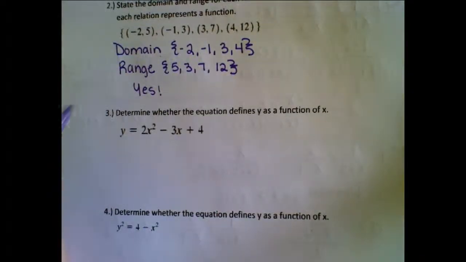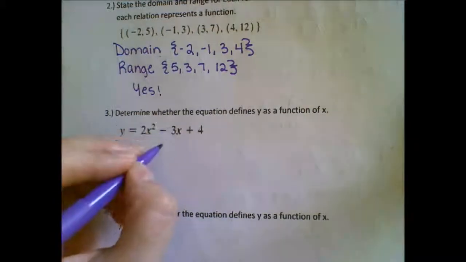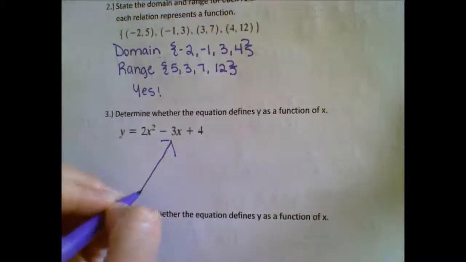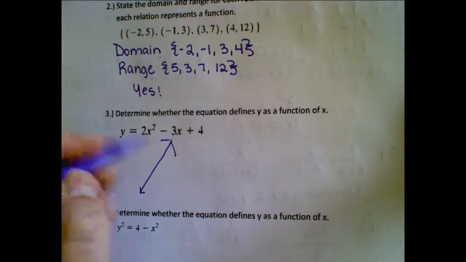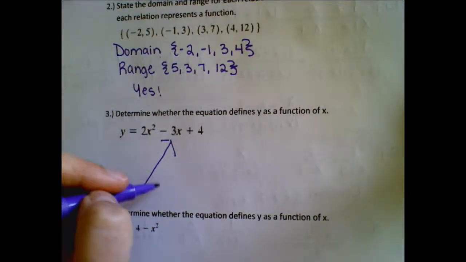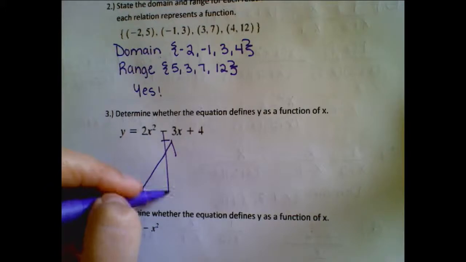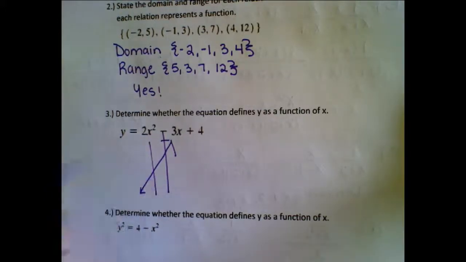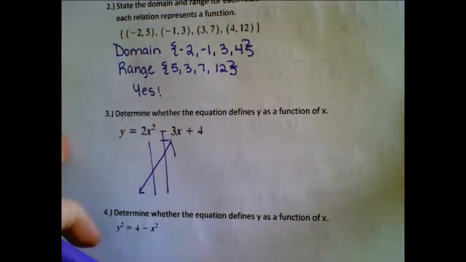Determine whether or not the equation defines y as a function of x. So one of your options is to put this into a calculator. And when you put this in a calculator, if you would get a graph that looks like this, then it would pass the vertical line test, meaning it would only cross once if you did a vertical line. Okay, so yes, this is.